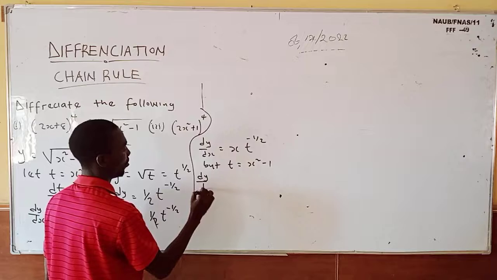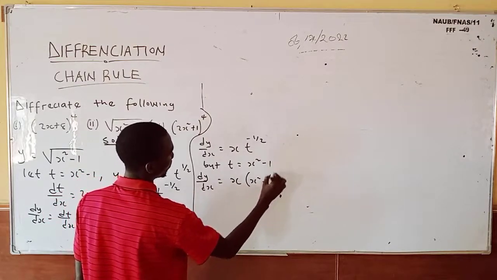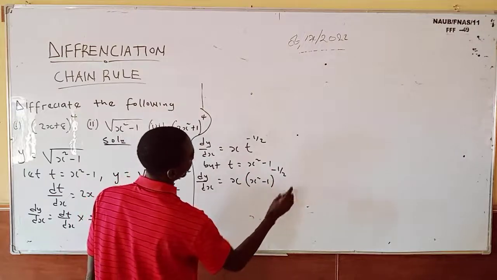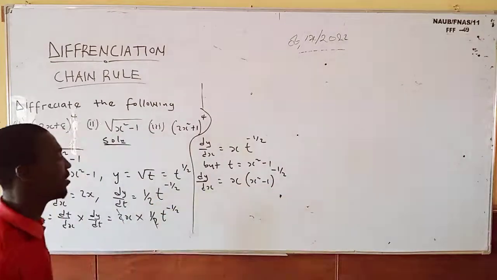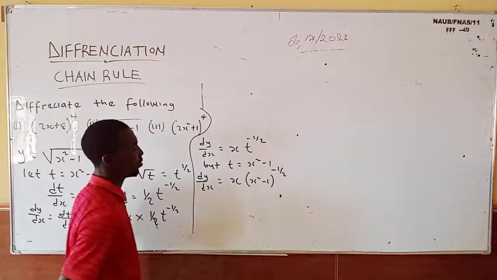So dy/ds will be equal to s into (s squared minus 1) to the power of what? Minus 1 over 2. Are we to leave our answer like this? Yes, you can leave your answer like this. But there's another thing you can do here.